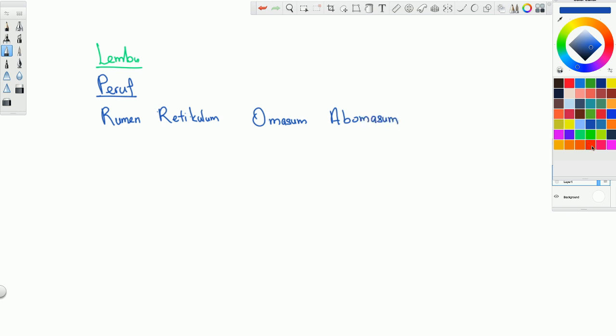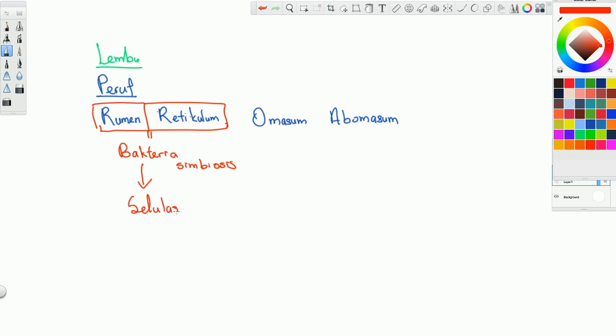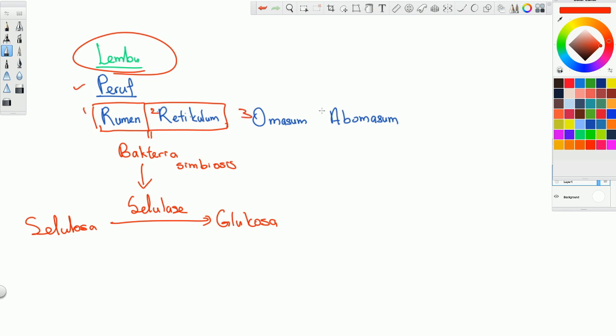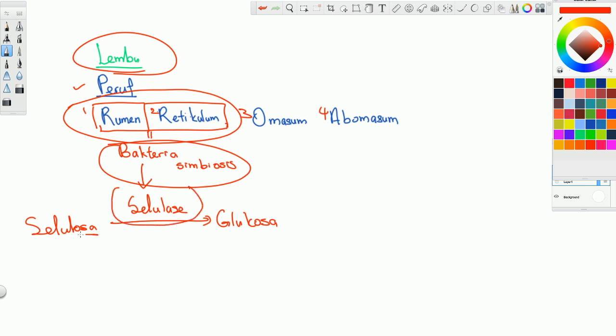Okey, begini ya. Bagi lembu, 2 perut yang pertama dalam sini adanya bakteria symbiosis. Itulah bakteria yang bagus. Mereka hidup di 2 perut ini, rumen, reticulum, dan bakteria ini adalah bagus. Dia boleh menghasilkan enzim cellulase, di mana boleh mencernahkan selulosa kepada glukosa. Okey ya, sekali lagi ya. Bagi lembu ruminant, perut dia adanya 1, 2, 3, 4 ruang, 4 perut. Di mana untuk perut pertama dan kedua dalam adanya bakteria symbiosis yang boleh merembes enzim cellulase yang boleh mencernahkan selulosa kepada glukosa.